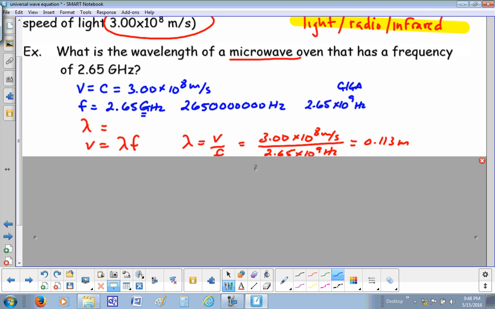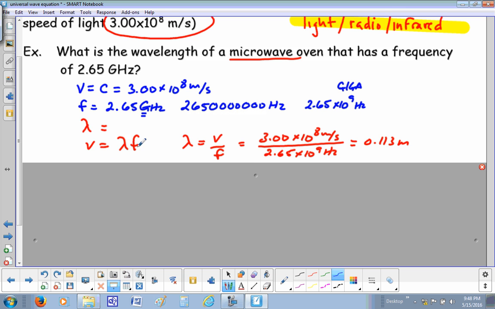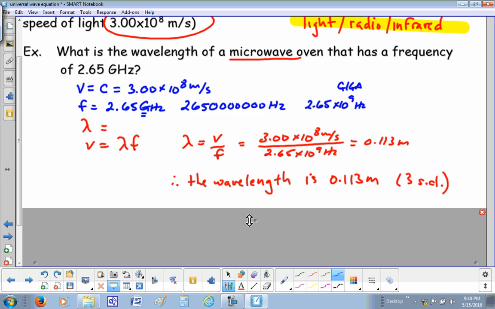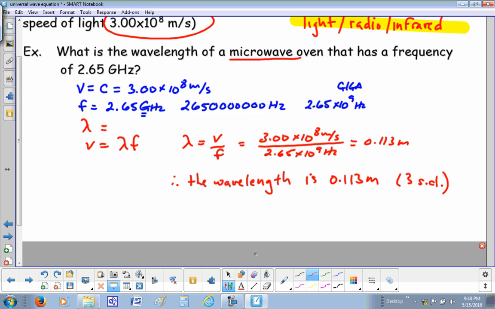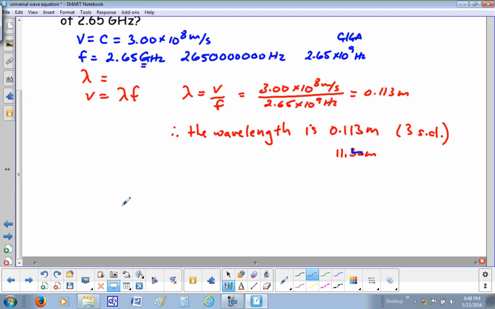So we're going to substitute those values into the universal wave equation. So I solved here for wavelength. I divided both sides by frequency. So I'm taking my speed of light divided by the frequency, 2.65 times 10 to the 9th hertz, or 2.65 gigahertz, end up with a value of 0.113 meters. So basically the wavelength of that microwave oven is 11.3 centimeters. And if I looked at this in real life, you'd have a wave that looks something like this. That would be the wavelength of a microwave coming from your microwave oven.